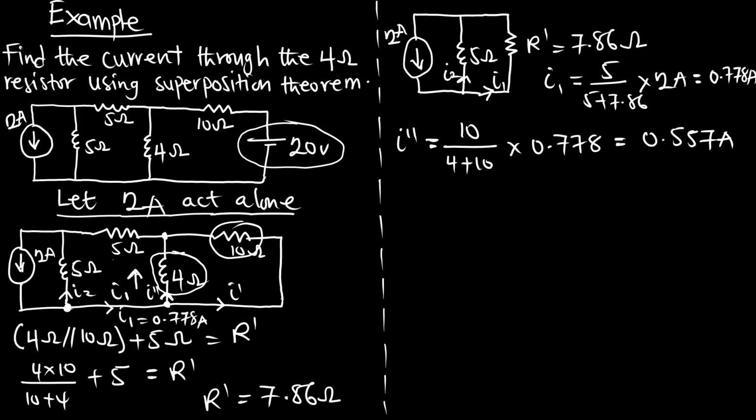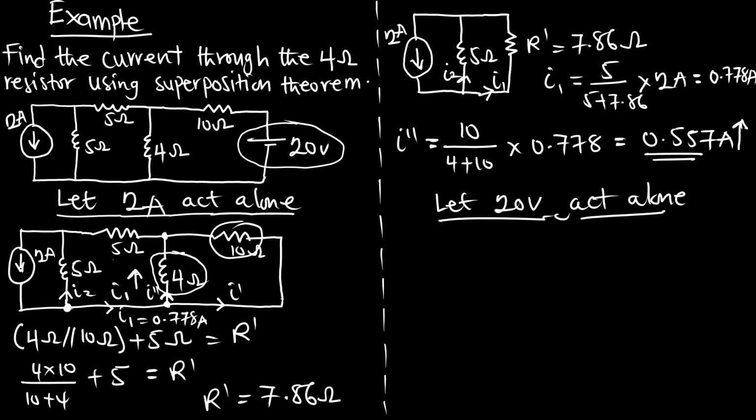So this current is an upward current. Now we know the current through the 4 ohm when the current source is acting alone. Let's find the current when the 20 volts is acting alone. So let the 20 volts act alone and see how we are going to make the analysis.